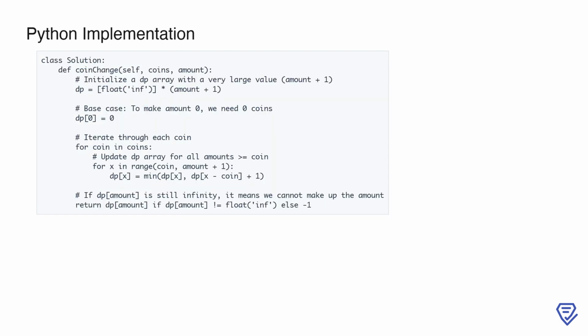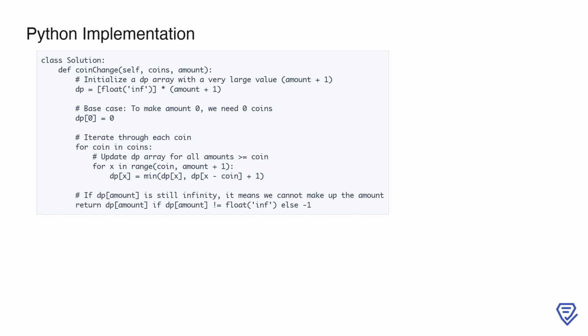This implementation solves the coin change problem using dynamic programming, DP. The main idea is to use a DP array where each index represents the minimum number of coins needed to make up that specific amount. First, the DP array is initialized with a very large value, infinity, representing that initially all amounts are considered unachievable. The base case is DP[0] equals 0, as no coins are needed to form the amount 0.